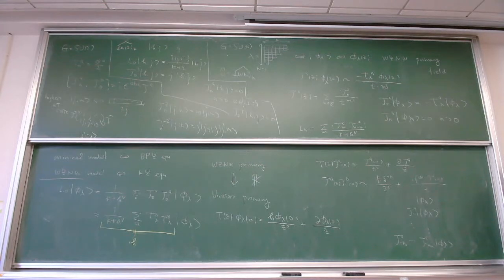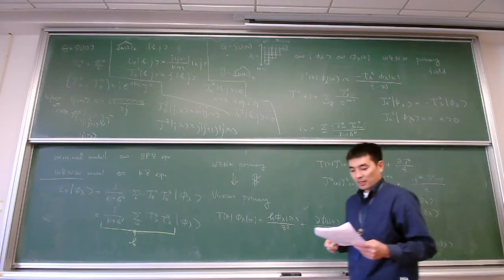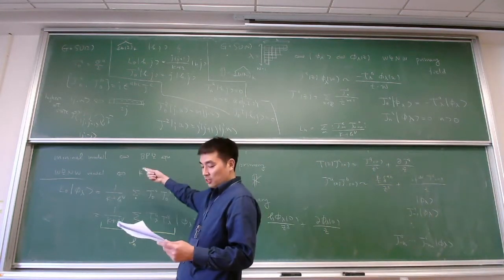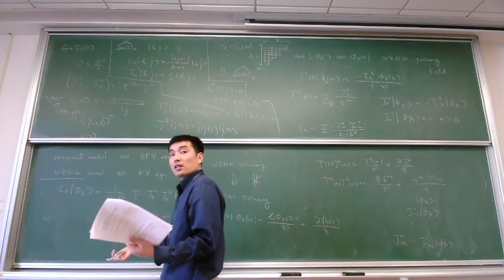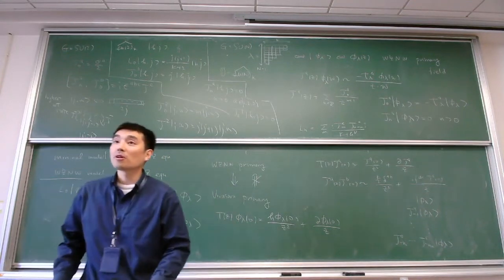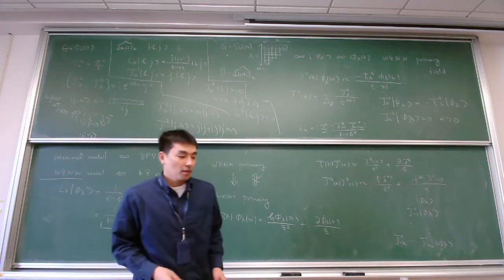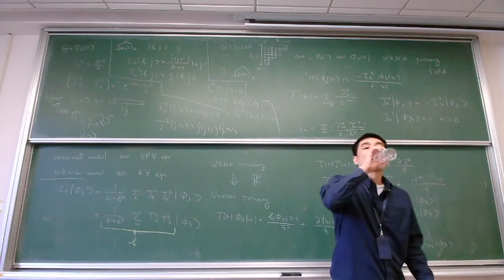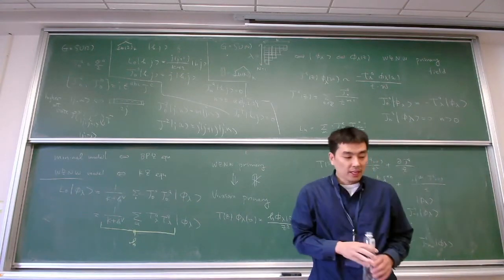Should we take a rest? I can talk about the KZ equation, but it takes 10 more minutes. So let's take a break. Then I will talk about the KZ equation, then briefly the coset model, and briefly talk about Yang-Baxter. Okay, 10 minutes break.